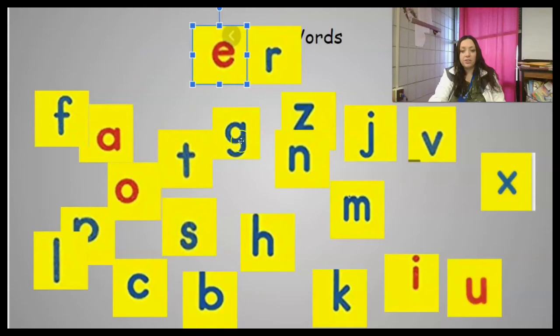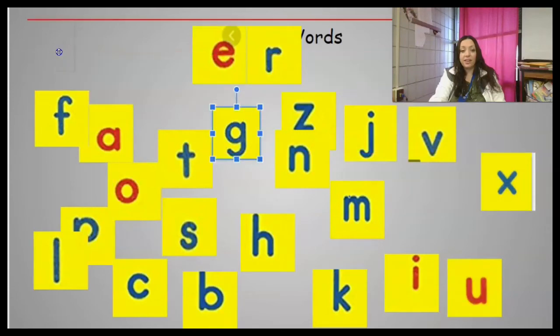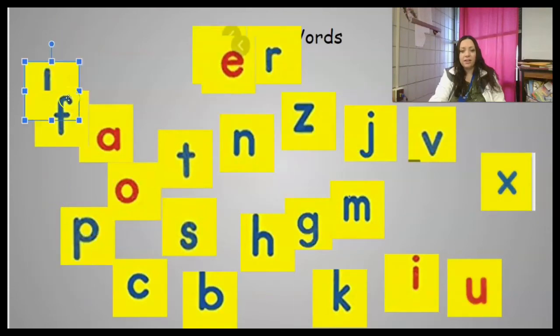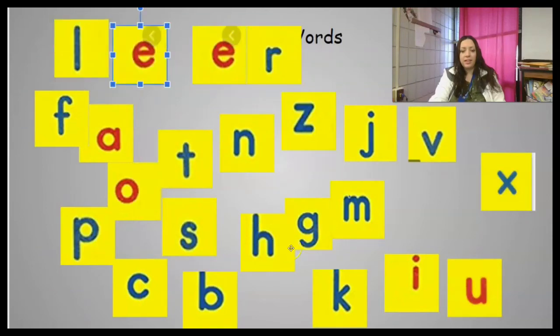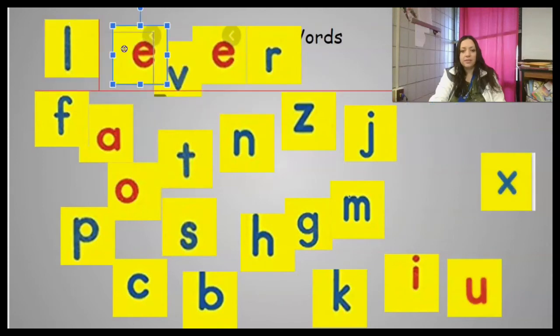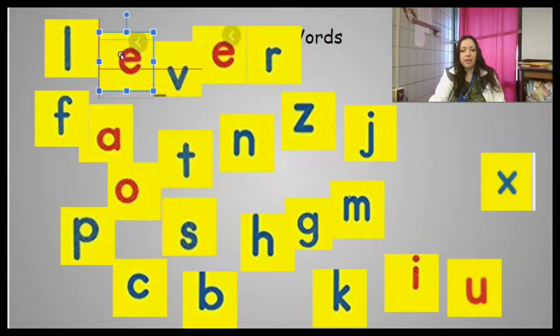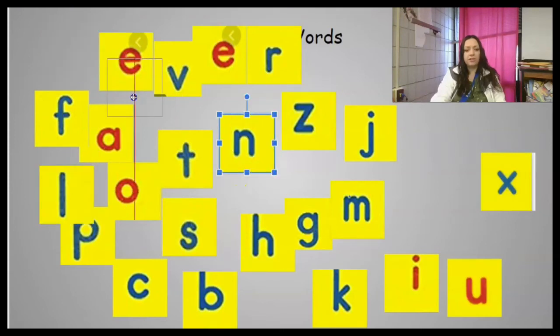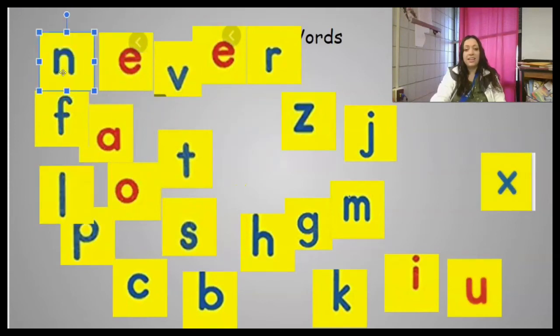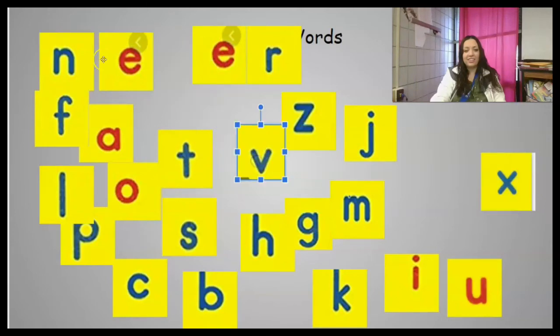Okay, I'm going to move the ER over a little bit, and then I'm going to try to put it at the end of words now. If I pull an L up here, and then I add an E, and then I put in the middle a V, let's see what's going to happen. I've got lever, very good. What if I change that beginning sound from an L to an N? Now I have never, very good.